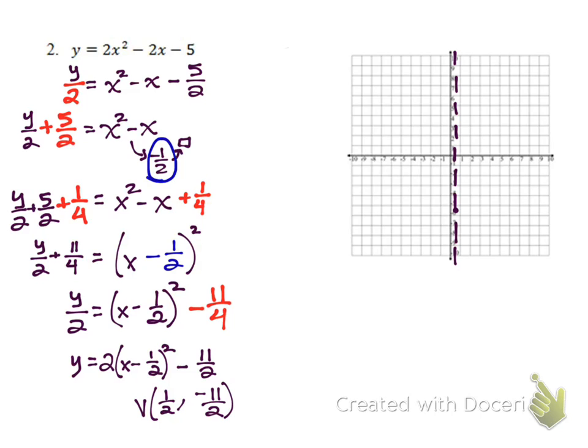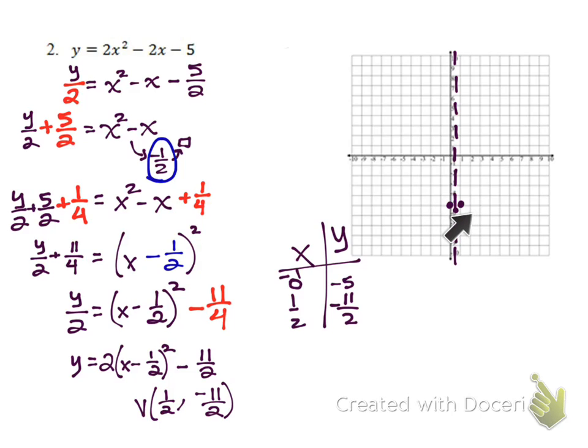Let's plug in, so T-chart it. Let's plug in some nice points. 1/2, -11 halves. Let's plug in 0 and -1. I'm plugging 0 in the first one, so that way I don't have to deal with fractions. So plugging in 0.